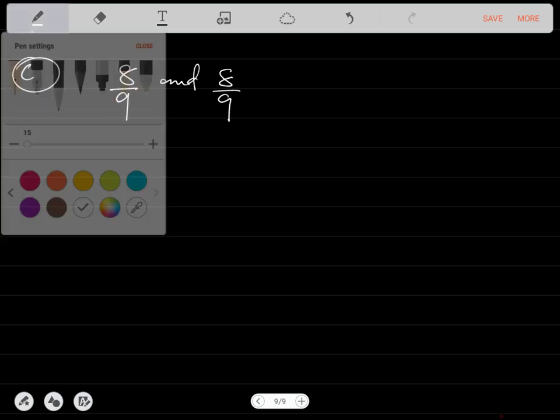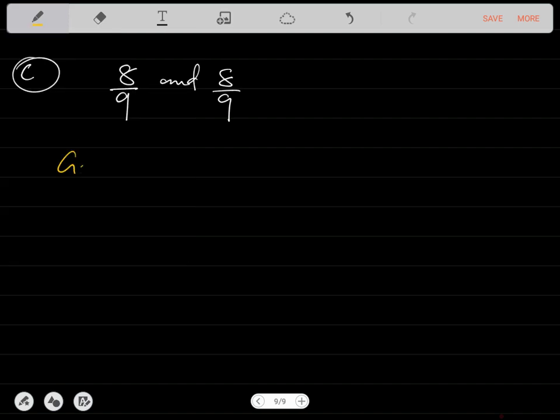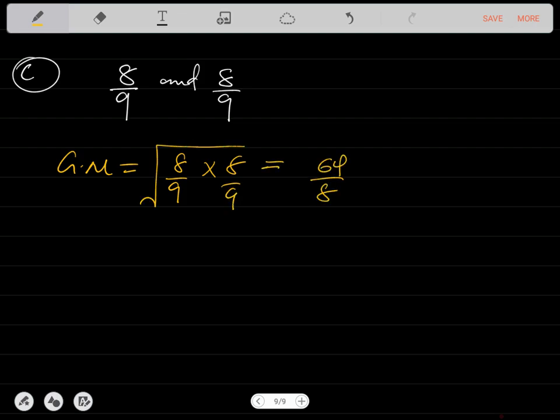The last question on GM, between 8 over 9 and 8 over 9. What is the geometric mean between 8 over 9 and the same 8 over 9? So GM is the square root of 8 over 9 times 8 over 9. That is 64 over 81, whose square root is 8 over 9. So the same thing is the GM.